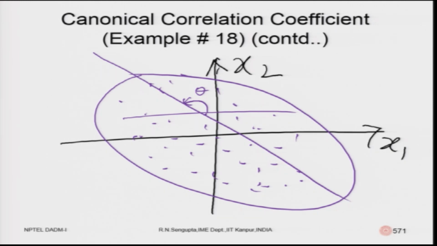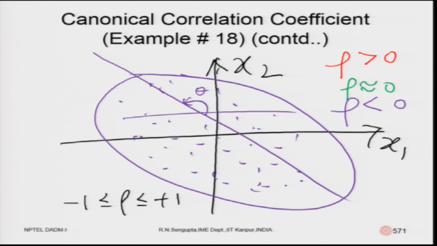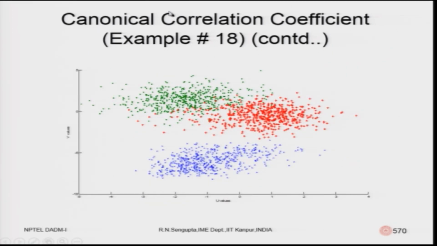So, in the first case, when it was the red one, the correlation coefficient was positive, that is why I am using the red color. For the second case the correlation is almost equal to 0, and for the third case the correlation is less than 0. So, obviously, as we know, the correlation coefficient is always between -1 and +1. Now, with this, if you come to this diagram it will make sense.